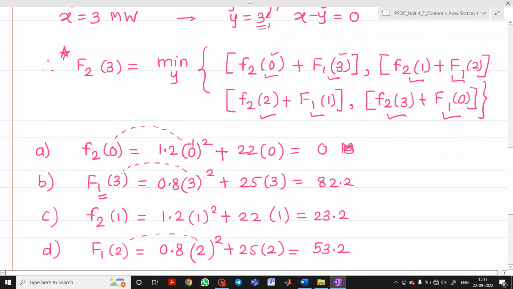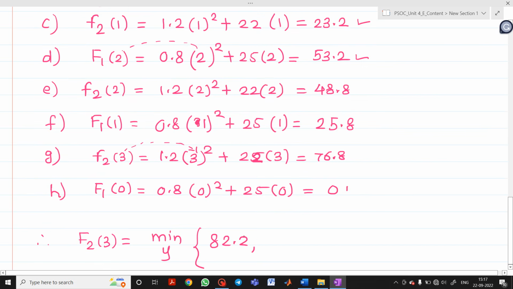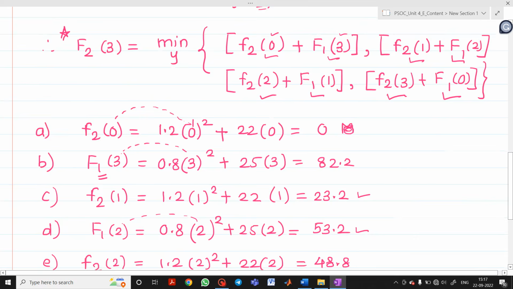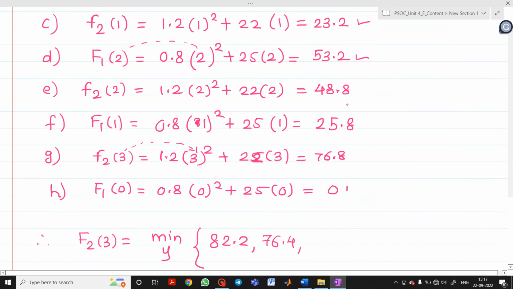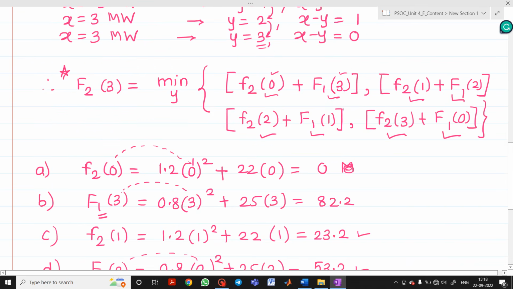Next is what? Next is F2 of 1 plus F1 of 2. So F2 of 1 is 23.2. F1 of 2 is 53.2. So if you add these two, then you will get answer as 76.4. Next is nothing but what? F2 of 2 plus F1 of 1. So F2 of 2, what is the value? 48.8. F1 of 1 is 25.8. So if you add these two, you will get answer as 74.6. And last but not the least is nothing but F2 of 3 plus F1 of 0.